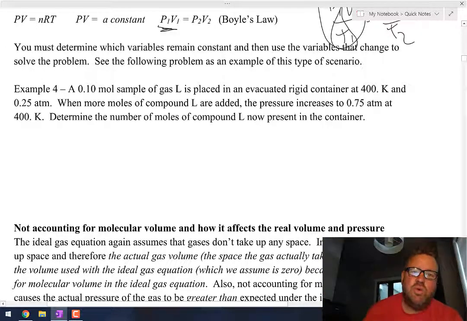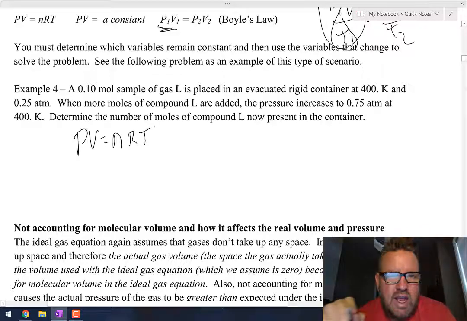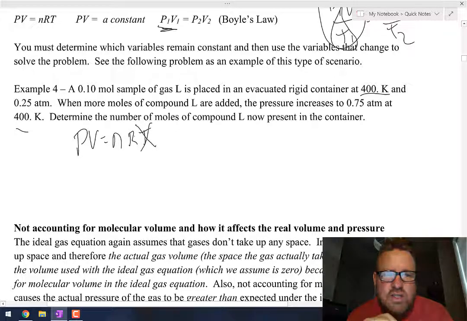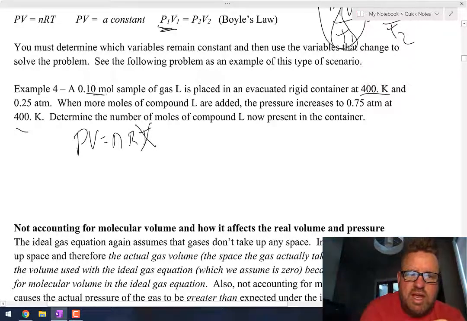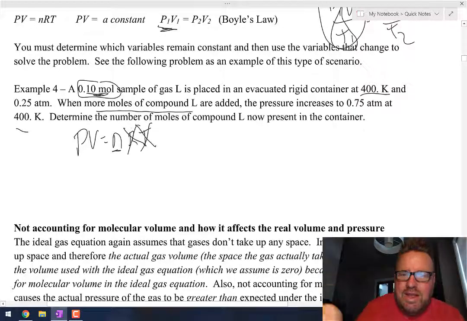Here's one where you really think about PV equals nRT and what things are staying constant. 400 Kelvin, 400 Kelvin. That means the temperature is staying constant. Are the number of moles staying constant? It was 0.10, but now it says more moles are added, so no. R is staying constant because it's always constant. And it does say a rigid container. That means the volume is constant.